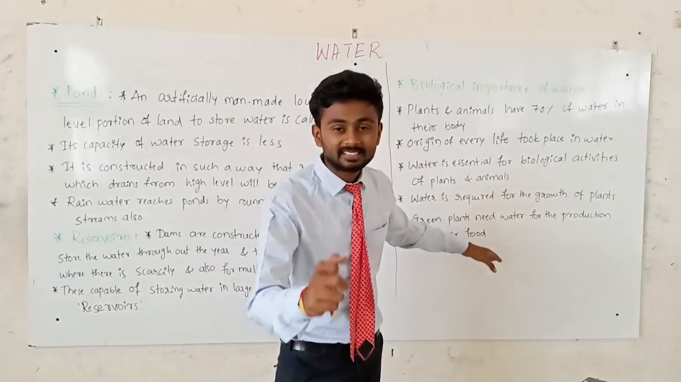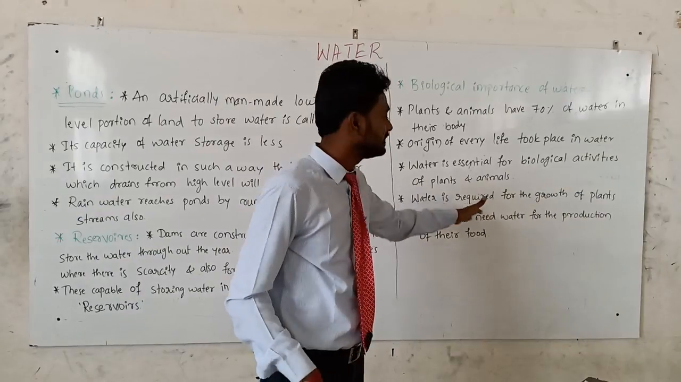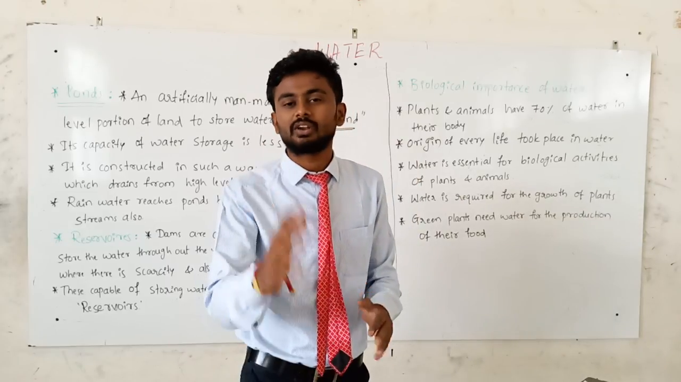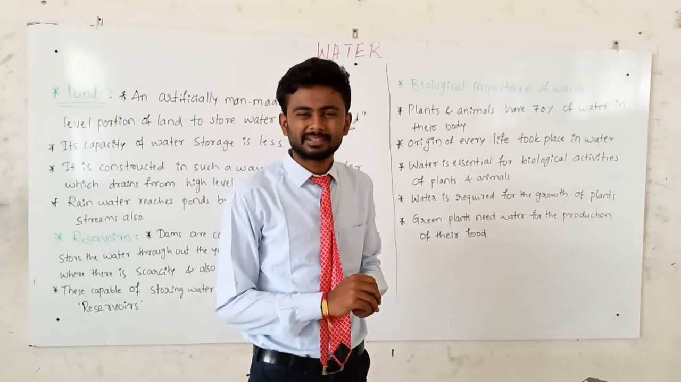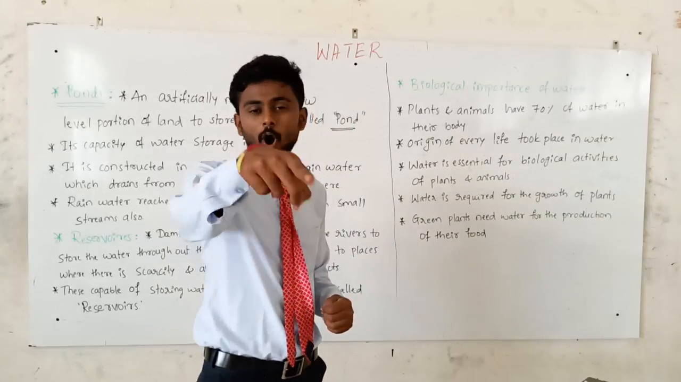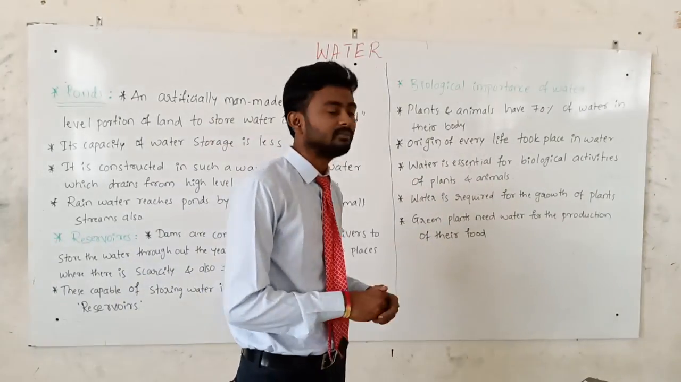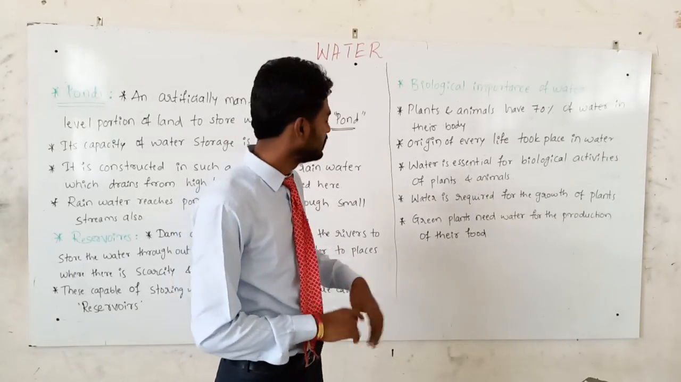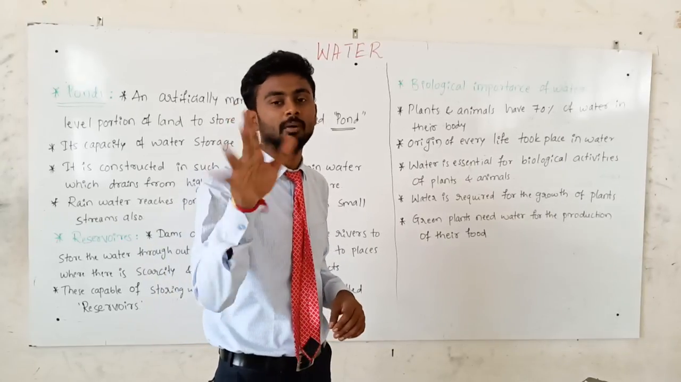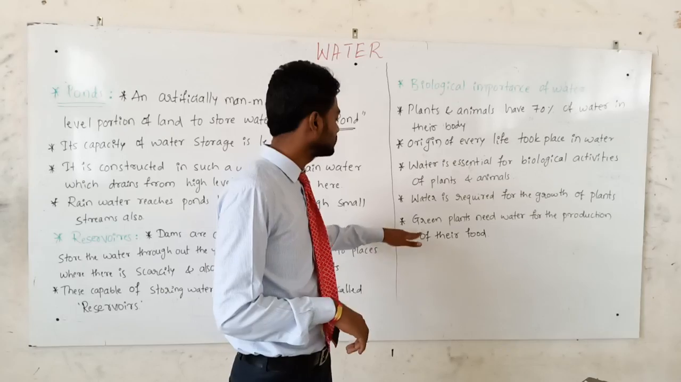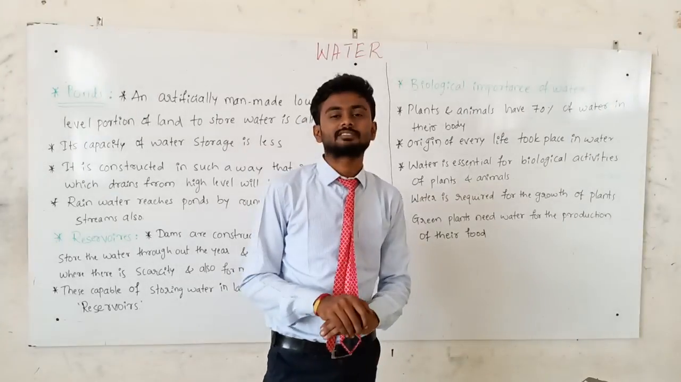Water is required for the growth of plants. Water is very essential for the growth of plants because water provides energy to all types of living organisms, and water provides several minerals to all types of plants. So water is a very important thing for plants as well as animals and human beings.